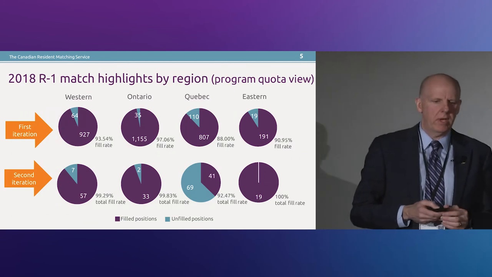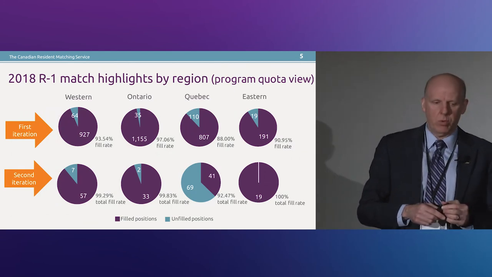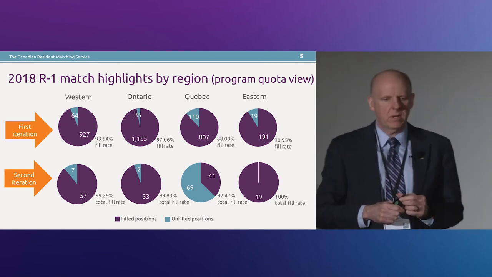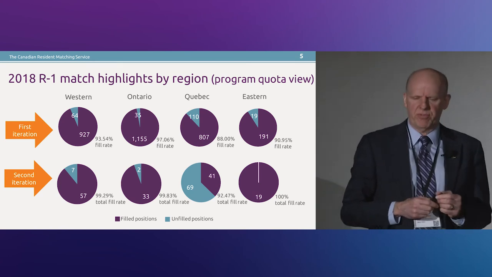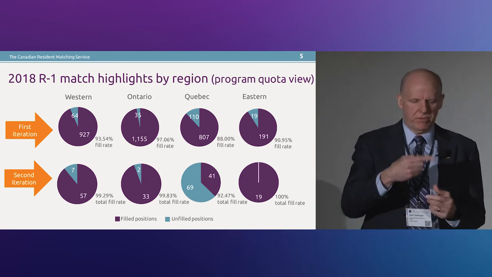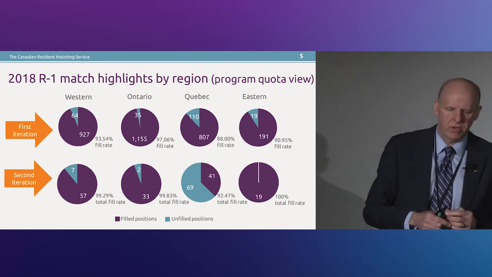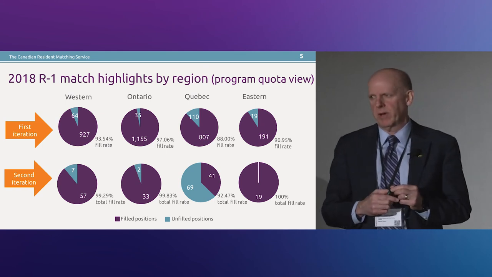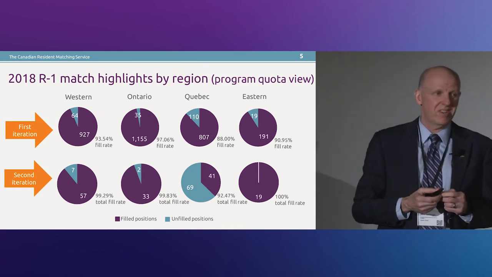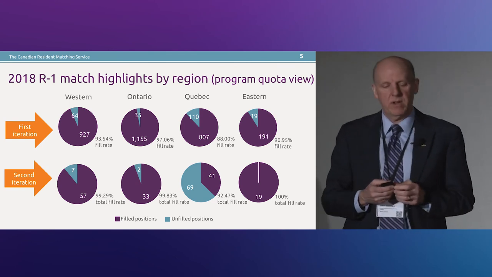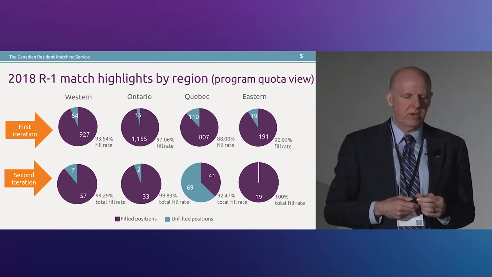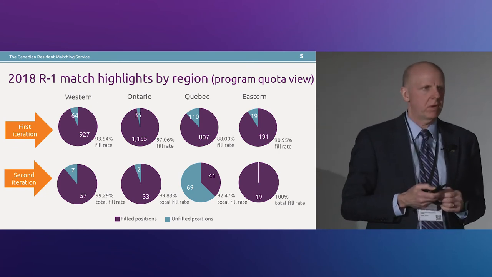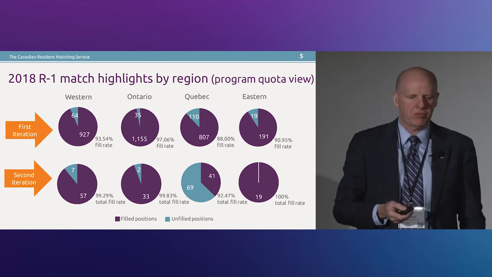And this is the view from a fill rate perspective for the quota, and you can see that in the first iteration, the largest number of unfilled are in Quebec. And that's a fairly common theme throughout. The one thing that is consistent from this year to last year is that a large proportion of those unfilled positions in Quebec are family medicine. This year, of the 69 unfilled in Quebec, 65 of them are in family medicine, which has driven down their fill rate. And Eastern region, 100% fill rate, and certainly Western and Ontario, pretty close to that, with small numbers of unfilled.